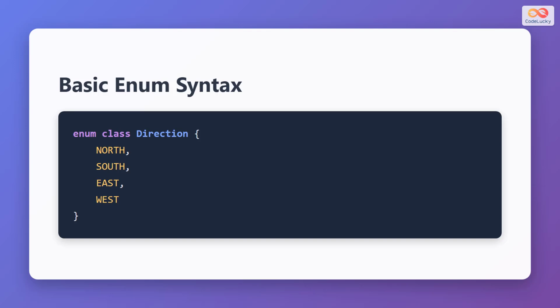Let's look at the basic syntax for defining an enum. We use the enum class keywords followed by the name of our enum. Inside the curly braces, we list our constants separated by commas. In this example, we're creating a Direction enum with 4 constants: NORTH, SOUTH, EAST, and WEST. Notice that enum constant names are typically written in uppercase letters.